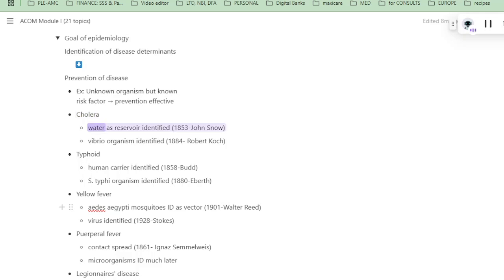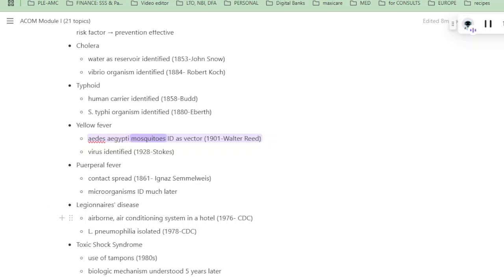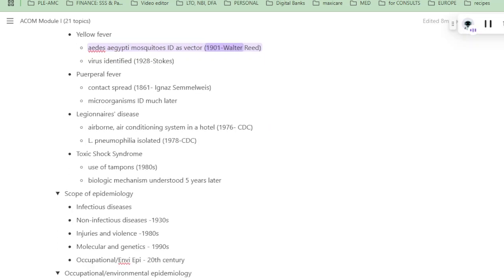Cholera: water as reservoir identified, 1853 John Snow. Vibrio organism identified, 1884 Robert Koch. Typhoid: human carrier identified, 1858 Budd. S. typhi organism identified, 1880 Eberth. Yellow fever: Aedes aegypti mosquitoes identified as vector, 1901 Walter Reed. Virus identified, 1928 Stokes. Puerperal fever: contact spread, 1861 Ignaz Semmelweis.